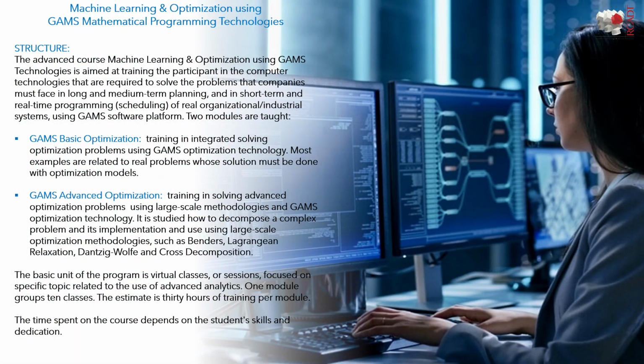Structure. The advanced course Machine Learning and Optimization using GAMS technologies is aimed at training the participant in the computer technologies that are required to solve the problems that companies must face in long and medium-term planning, and in short-term and real-time programming, scheduling, of real organizational systems, using the GAMS software platform. 2 modules are taught. GAMS Basic Optimization, training in integrated solving of optimization problems using GAMS optimization technology. Most examples are related to real problems whose solution must be done with optimization models.